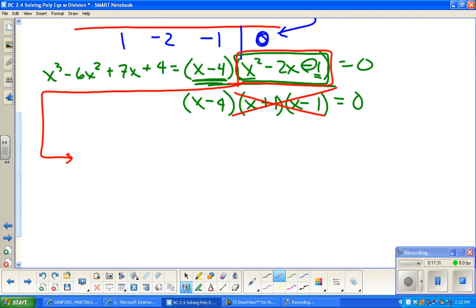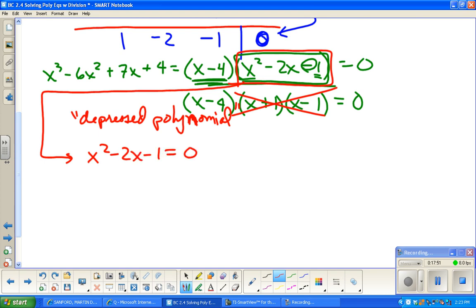So we use synthetic division to get this, and now what we're going to do is take this, which is called the depressed polynomial, because we squeezed one of the factors out of it. We depressed it. And we're going to take that little guy, x squared minus 2x minus 1, and set it equal to 0 and solve it. Now again, if we could factor this, it would be easier. We can't. So I'm going back to your favorite.